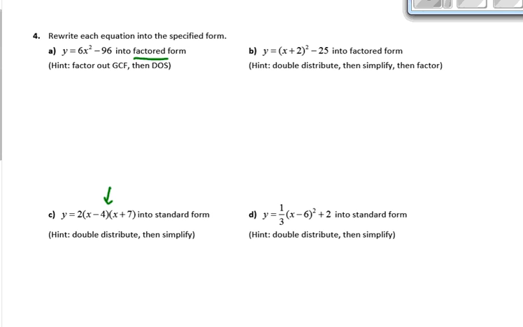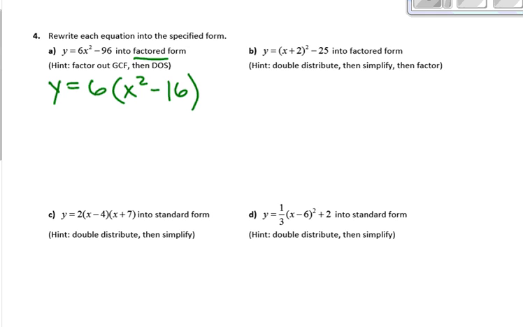Okay, so I've given you a hint on how to do that. So factored form means I need to factor. So looking at my equation, think about what can factor. And I gave you a hint that this actually has a GCF, 6 and 96 have a common factor of 6. So what I'm going to do is I'm going to factor out my 6 first, and that leaves me with x squared minus, and then 96 divided by 6 is 16.